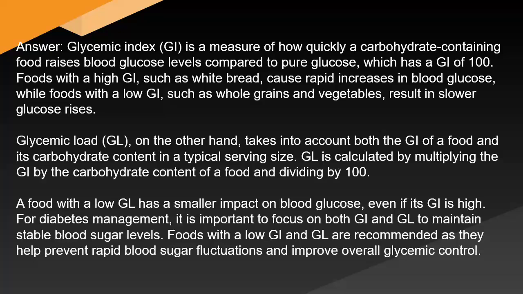Glycemic load (GL), on the other hand, takes into account both the GI of a food and its carbohydrate content in a typical serving size. GL is calculated by multiplying the GI by the carbohydrate content of a food and dividing by 100. A food with a low GL has a smaller impact on blood glucose, even if its GI is high. For diabetes management, it is important to focus on both GI and GL to maintain stable blood sugar levels. Foods with a low GI and GL are recommended as they help prevent rapid blood sugar fluctuations and improve overall glycemic control.